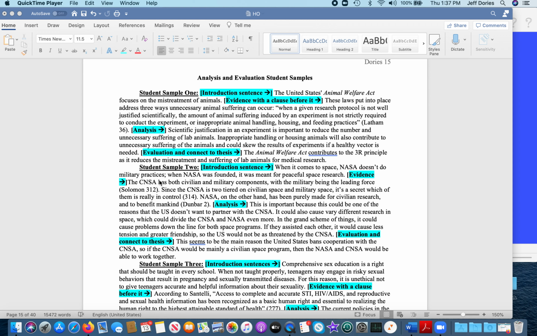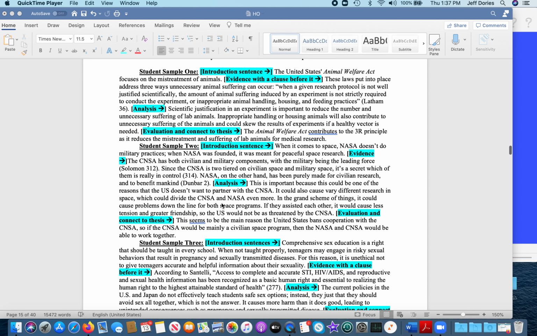I think almost all of them. And that way we can learn as we're going through the examples. Okay. So this first paper was on the animal welfare or treatment of animals, right? The introduction sentence, the sentence that says what this paragraph is going to be about, that's not a fact that needs to be cited, is the United States Animal Welfare Act focuses on the mistreatment of animals.